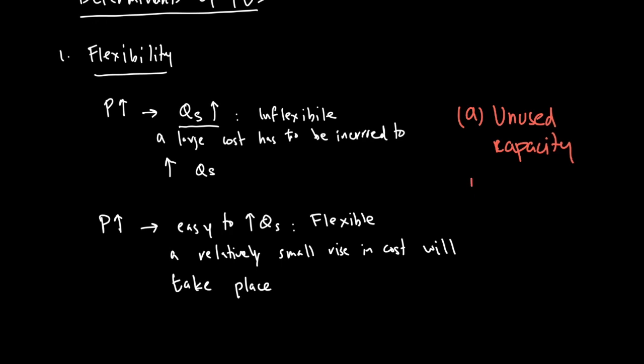Similarly, if I have resources or inputs which are very mobile, so if I have mobile factors of production, what are mobile factors of production? Mobile factors of production are those factors which can easily be used for one thing or another. For example, if I have a teacher in my school who can teach maths and who can teach economics, anytime there's a rise in demand for economics, I can ask that teacher to teach more batches for economics.